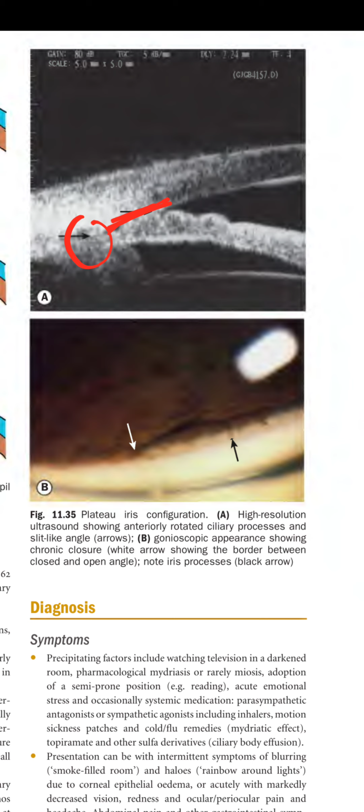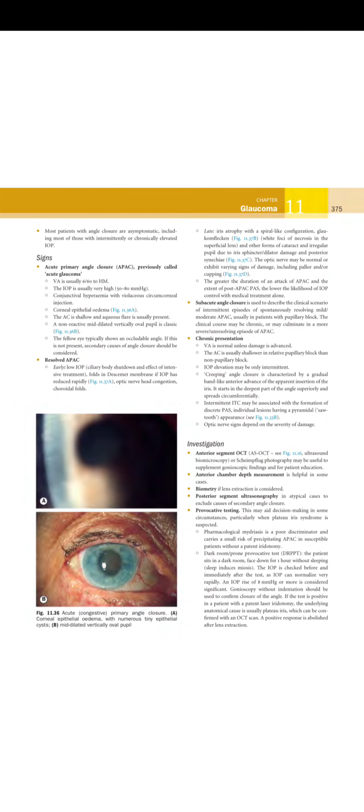B is showing gonioscopic appearance showing chronic angle closure. So this is sometimes the border between the closed and open angle. So this is some open angle, and this is closed, and there is iridotrabecular contact.